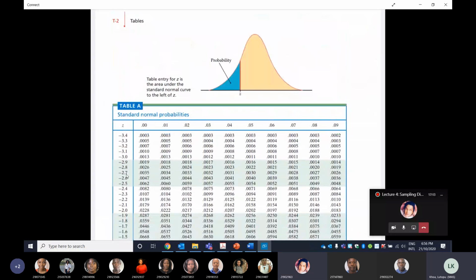So if I want 8.4, what I need to do is... I can hear my voice echoing. Somebody's mic is not muted.